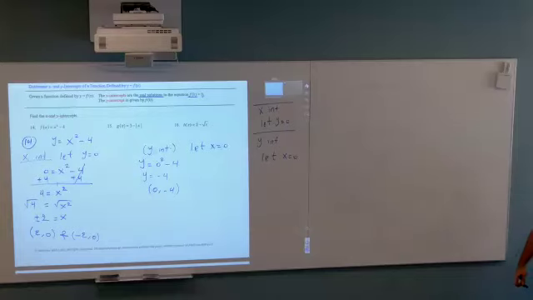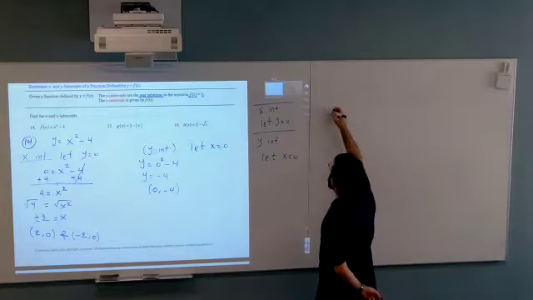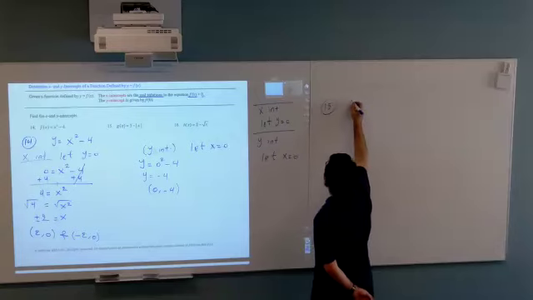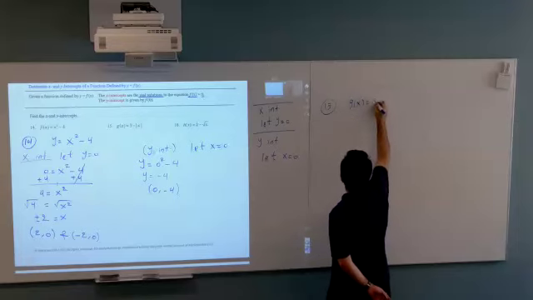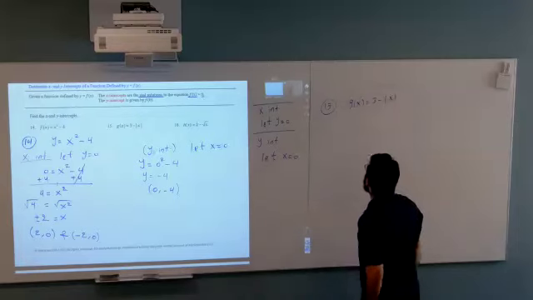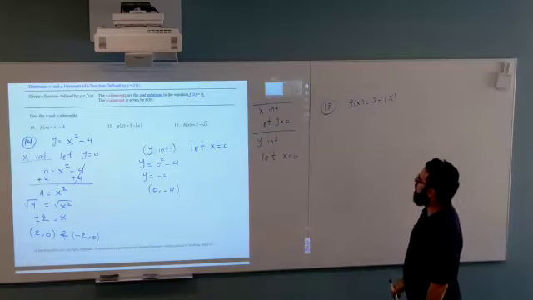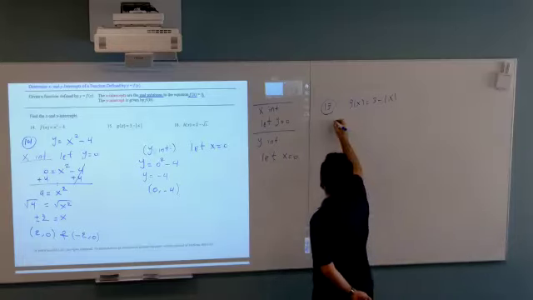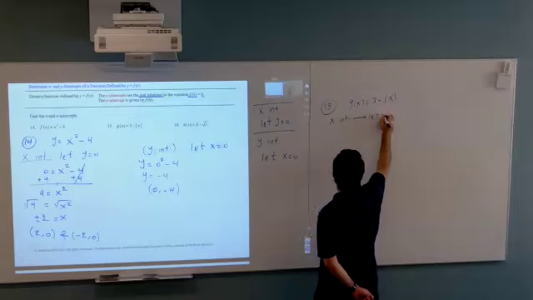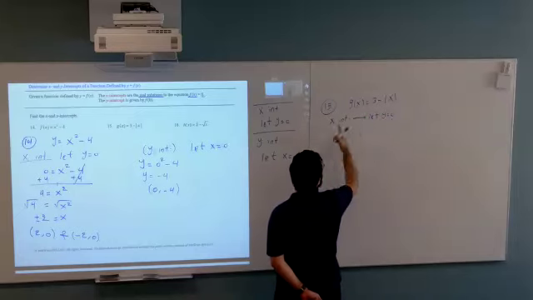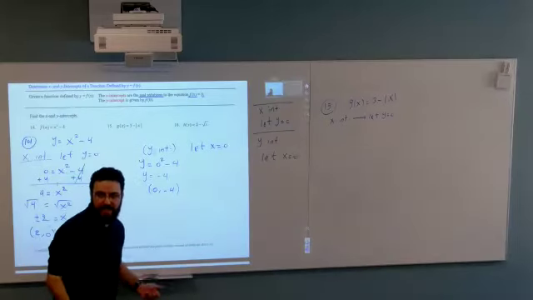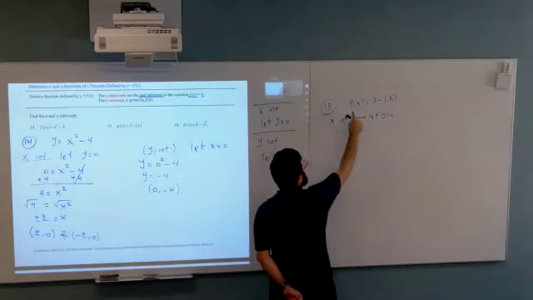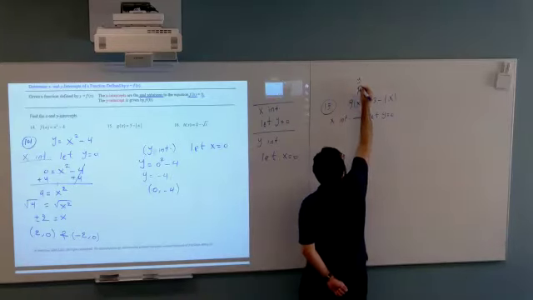Now the same thing with example 15. g of x equals 3 minus absolute value of x. Let's find the x-intercept. For the x-intercept, let y equal 0. Where is y here? g of x means the y. So g of x is the same thing as the y.